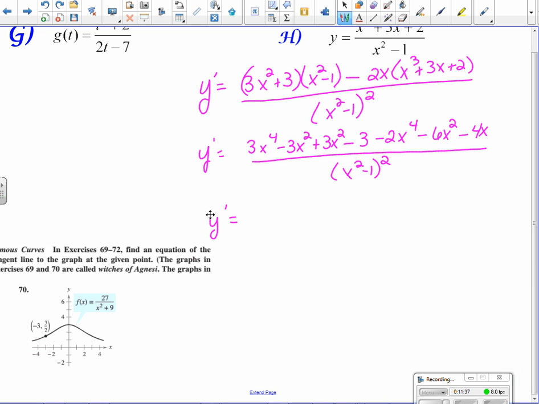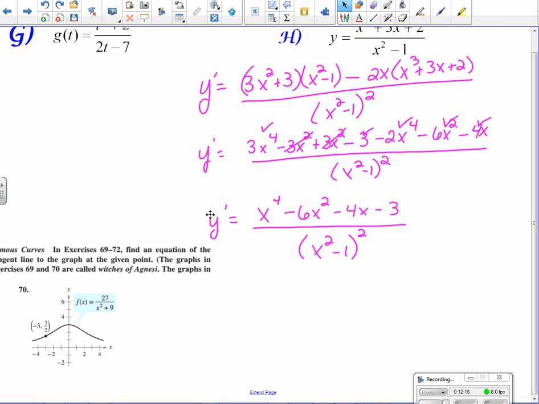And what do we have? 3x to the fourth minus a 2 gives us an x to the fourth. A 3x squared and a negative 3x squared makes 0 of those, so these are going to wipe each other out. Oh, and then we have this minus 6x squared. So I got a minus 6x squared and a minus 4x and a minus 3. There's my fourth power, my squared power, my single power, and a minus 3. Got it. All over x squared minus 1 quantity squared. And I don't believe that's going to factor up on top to give us any result with canceling below.